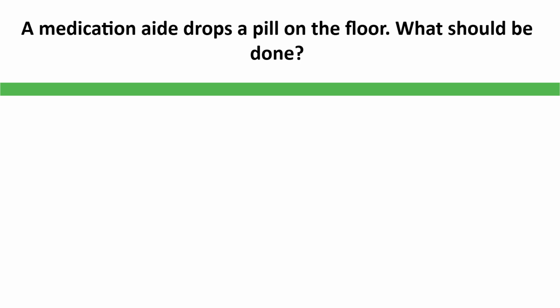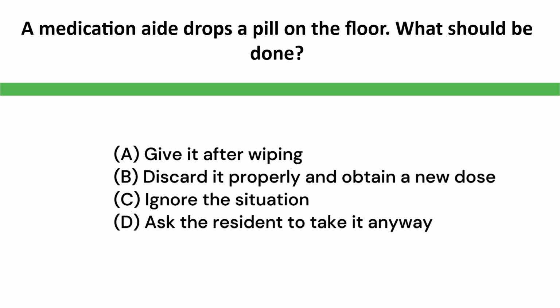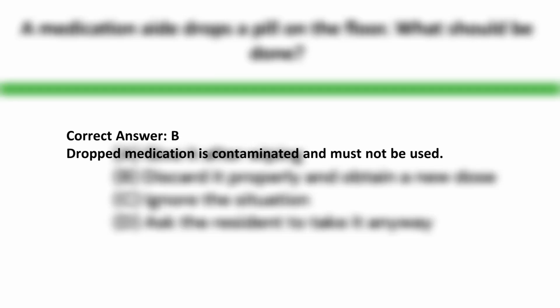Next question. A medication aide drops a pill on the floor. What should be done? Options. A. Give it after wiping. B. Discard it properly and obtain a new dose. C. Ignore the situation. D. Ask the resident to take it anyway. Correct answer, B. Dropped medication is contaminated and must not be used.